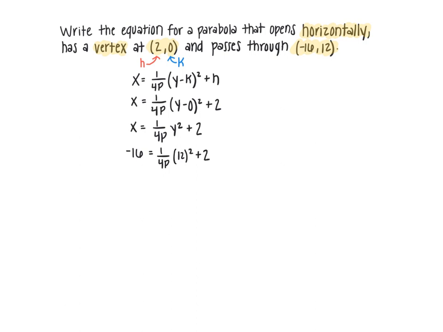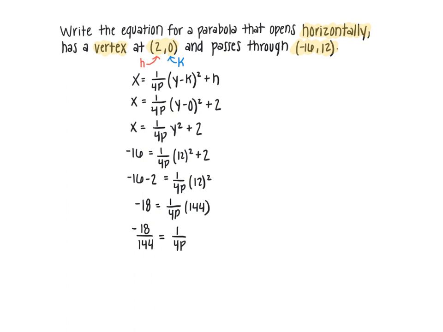So I want to get p all by itself, so let's start by moving things from the right to the left. So of course I'm going to start by subtracting 2. So I have negative 16 minus 2 is equal to 1 over 4p times 12 squared. This gives me negative 18 is equal to 1 over 4p. And if I square 12, that gives me 144. So now let's divide by 144. I have negative 18 over 144 is equal to 1 over 4p.